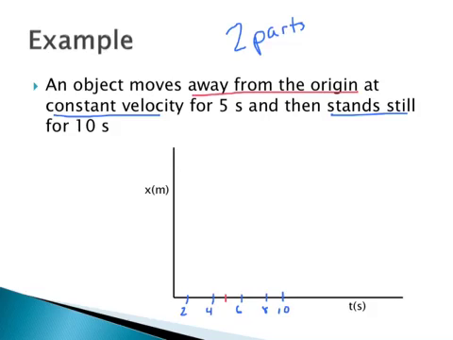Well, that's the problem we just looked at. I'm going to assume it starts at the origin, and if it's moving away from the origin, it's gaining position as time goes on. So from 0 to 5 seconds, it's moving at a constant velocity away from the origin. Okay, so there's my first part. I'm going to continue this dashed line.